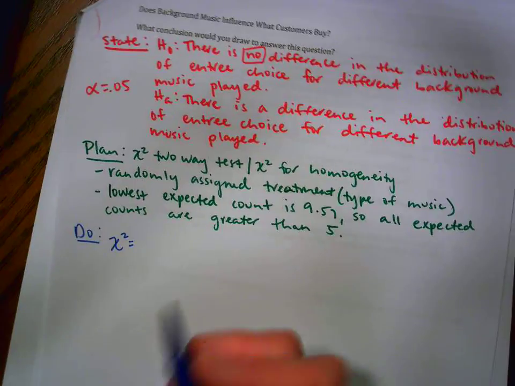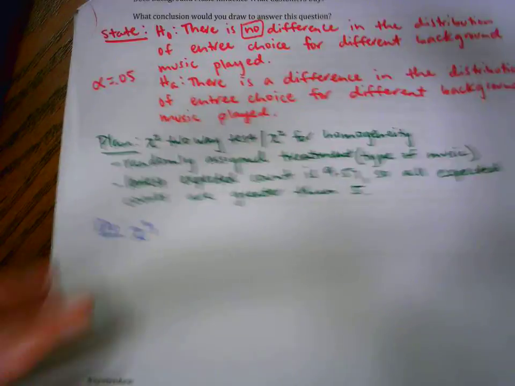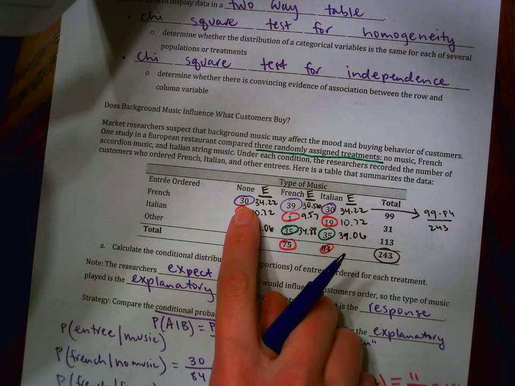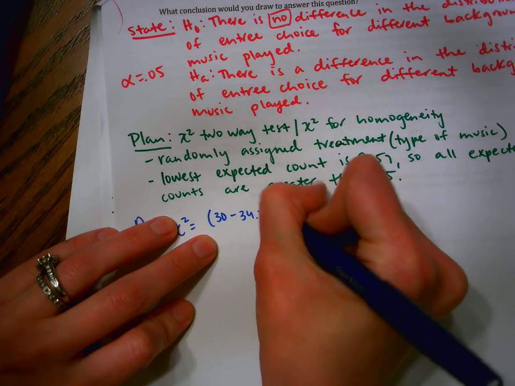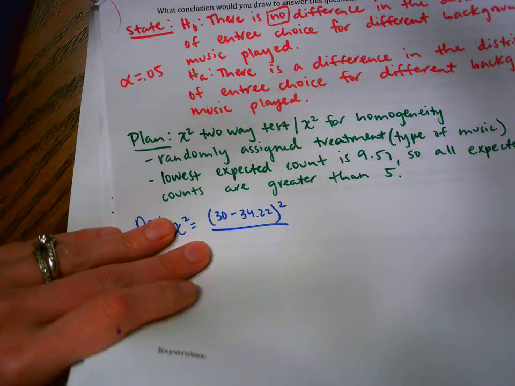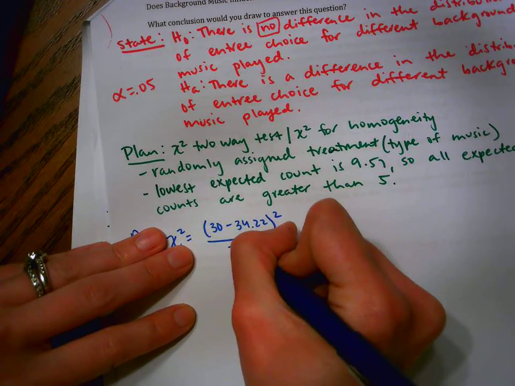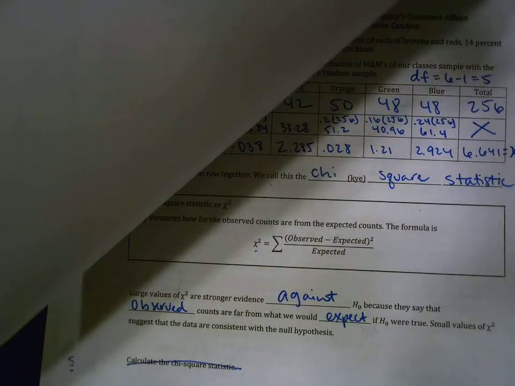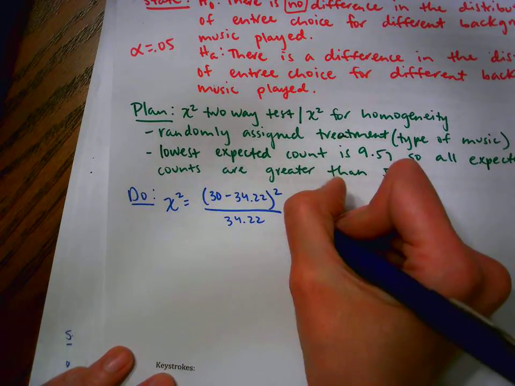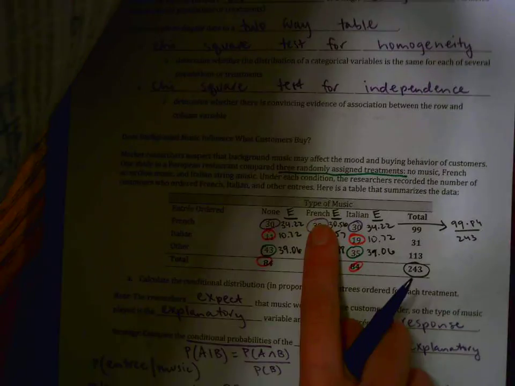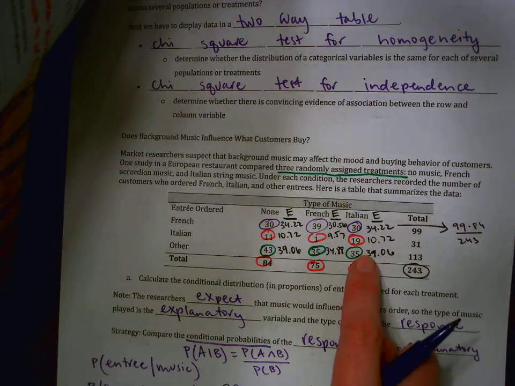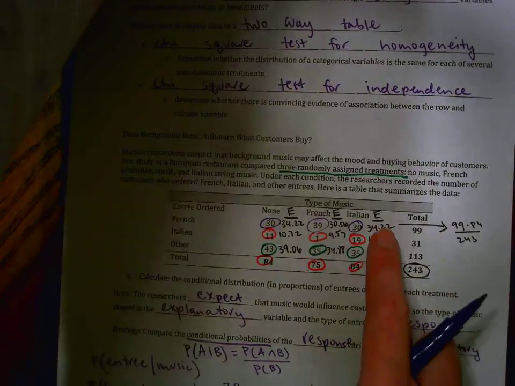The first observed was 30, right? So we're going to do 30 minus its expected, which is 34.22, squared, divided by its expected, which is 34.22. You go with me? It's this formula. And then we're going to add, and we would do the next one. I'm going to show you what is required that you write out: you have to write out the first and the last and show dot dot dot in the middle. You can write them all out if you're really doing it by hand.